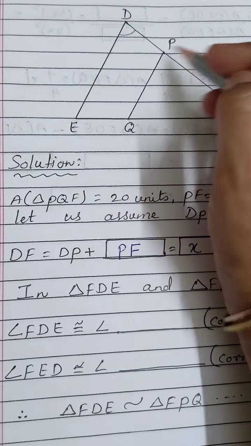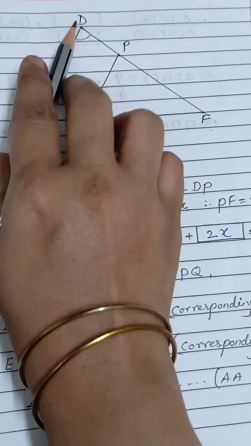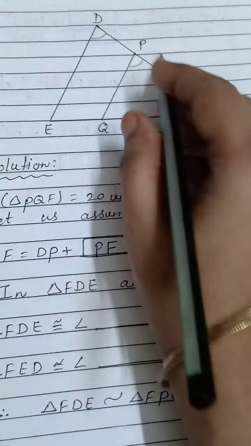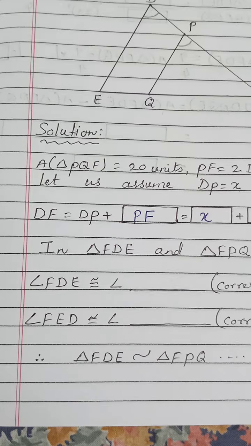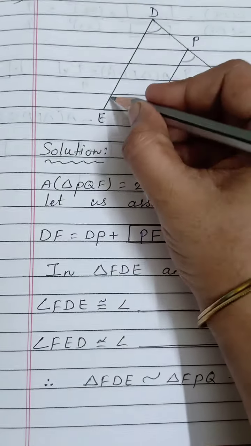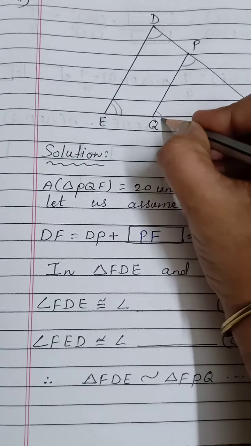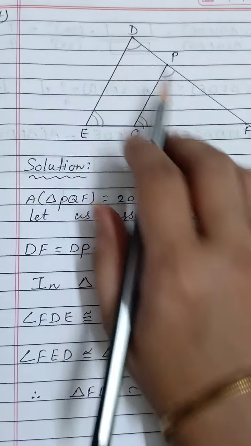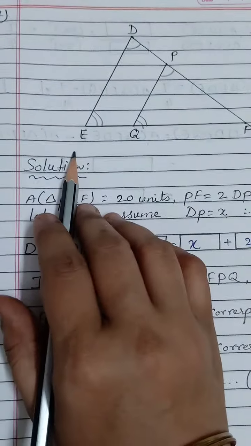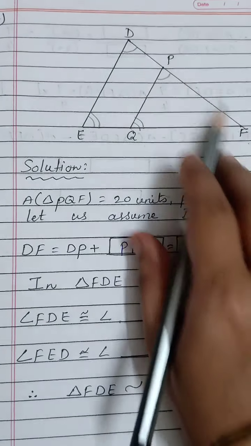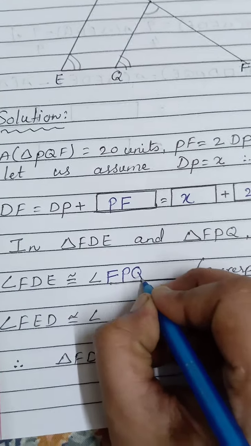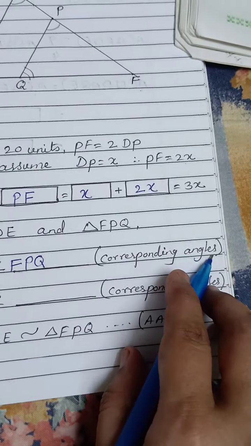So whenever there are two parallel lines, we can take DF as a transversal. So this angle D and angle P will be corresponding angles. And this angle E will be congruent to angle Q. So how to read this angle D? It is read as FDE. So angle P will be read as FPQ. So we will write here angle FPQ. They are corresponding angles. Okay.